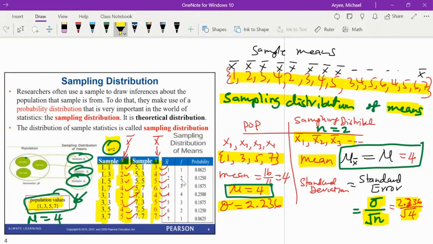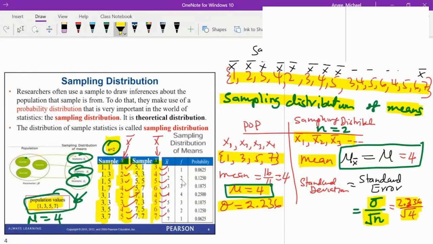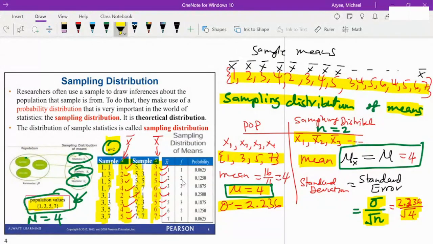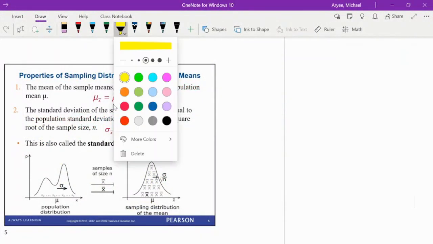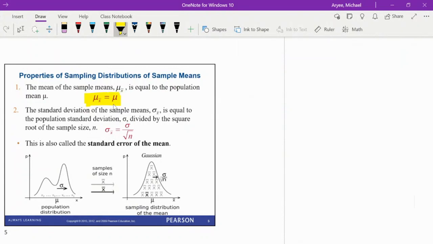So number one, the mean of the sampling distribution is equal to the mean of the original population. The standard deviation of the sampling distribution, which is also called the standard error, is equal to the standard deviation of the population divided by the square root of the sample size. These two pieces of information are crucial for everything that we're going to do beyond this. That is what this slide is about. The mean of the sampling distribution is mu. The standard deviation of the sampling distribution is sigma over square root of n. The standard deviation is also called the standard error.